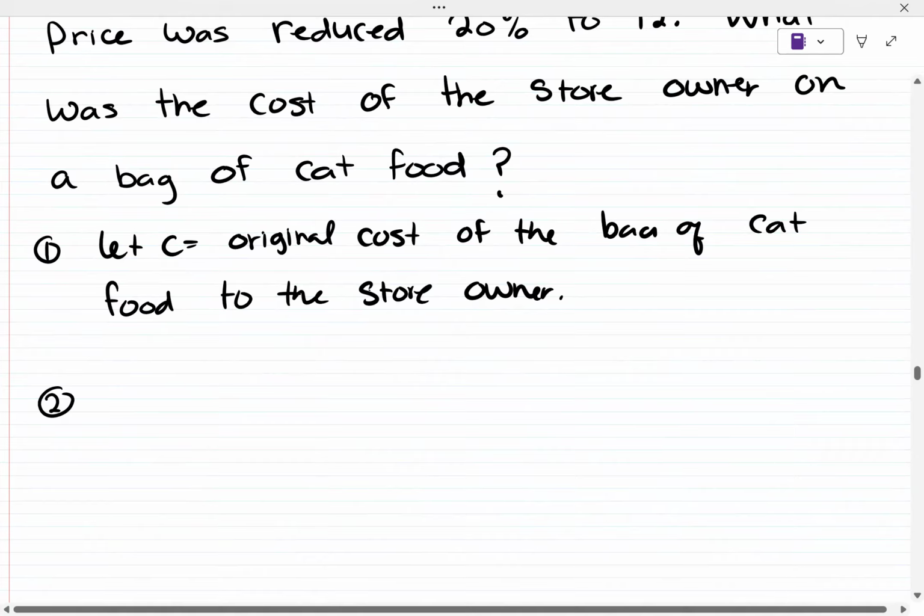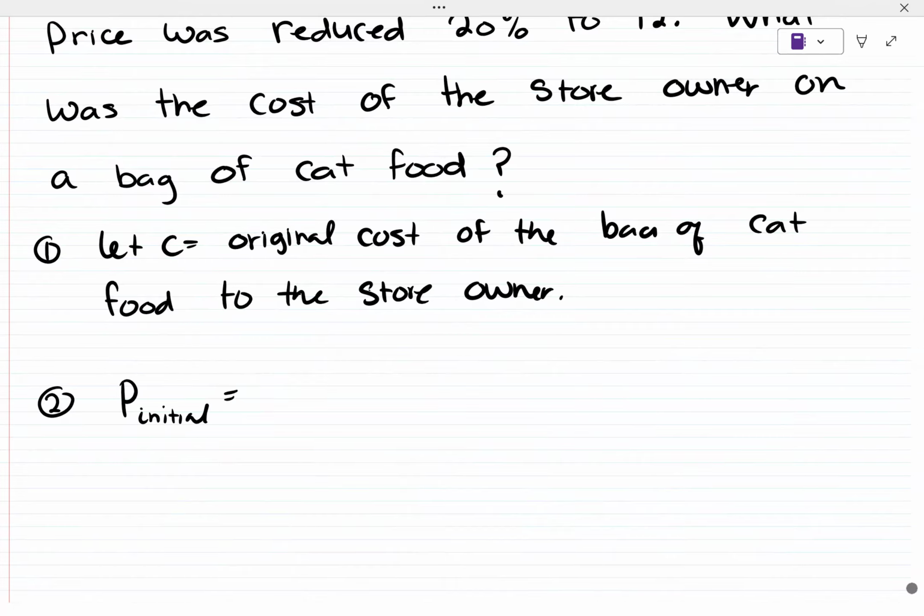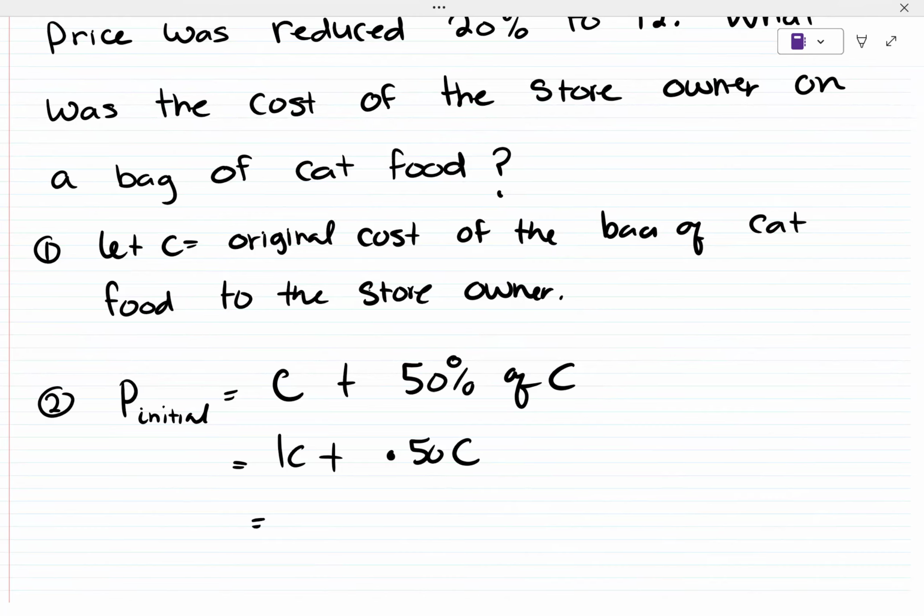Step 2, we want to know the price of the initial, which is cost plus 50% of cost. So that's going to be C, or 1C, plus 50%, which is the same thing as 0.50 C. And when we put that together, 1 plus 0.5 C is 1.50 C. So this is the price of the initial.